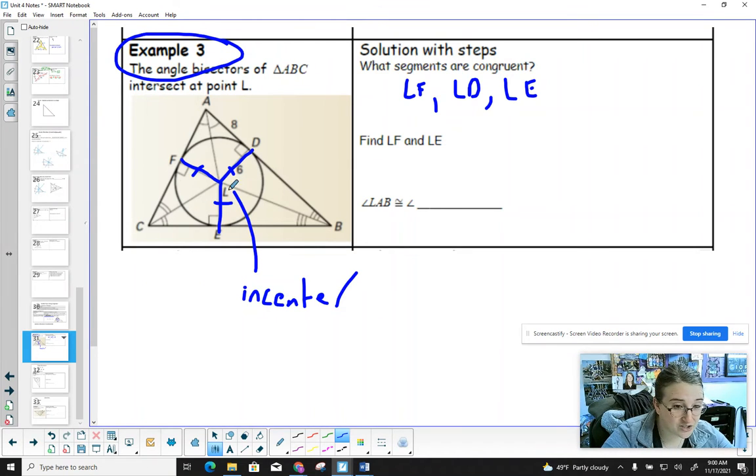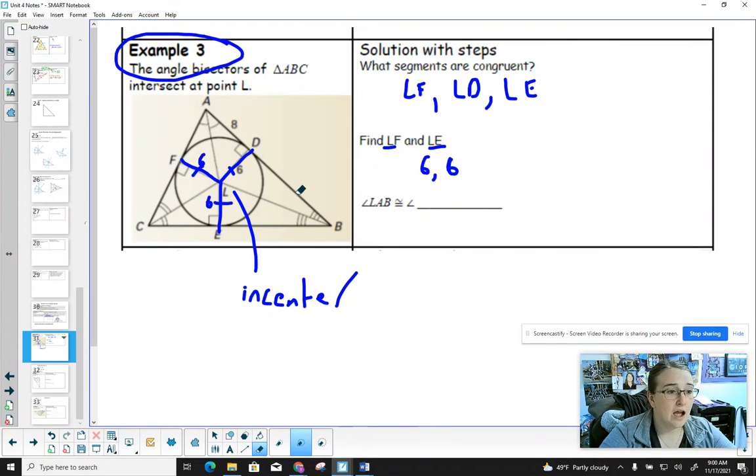Look at the information you have in the triangle. What would LF and LE equal then if these 3 are congruent? Well, they're going to equal LD, which is 6, right? So this is 6 and this is 6. 6 and 6. Yeah. Now, the other, again, what else is equal here?